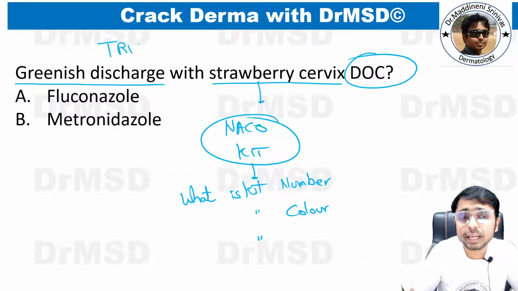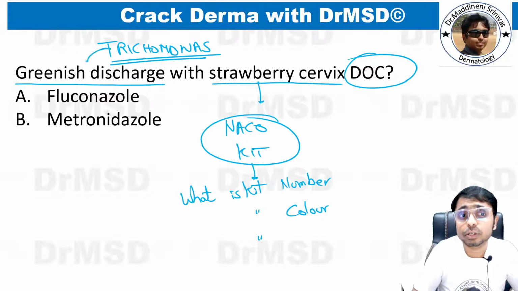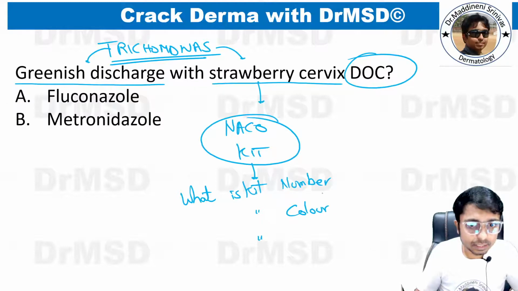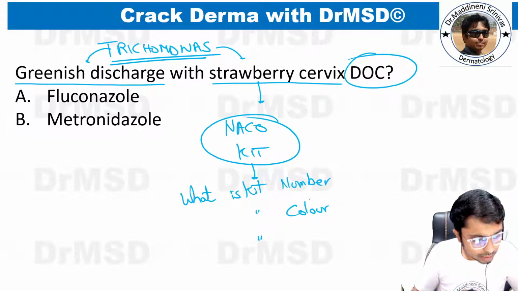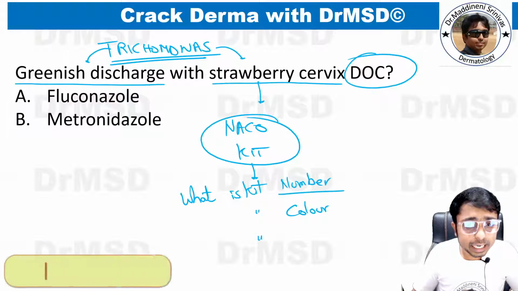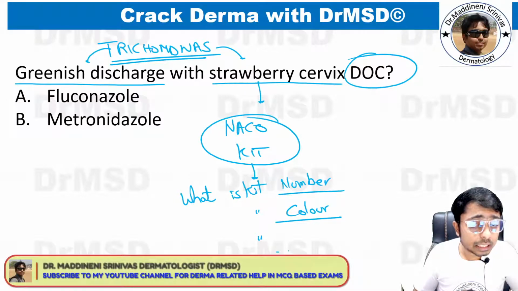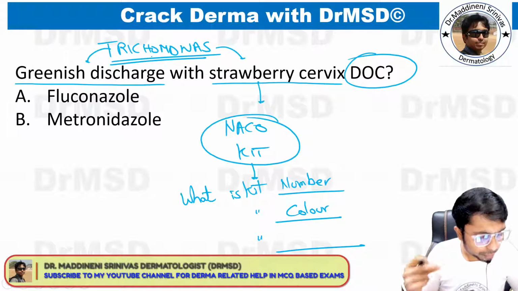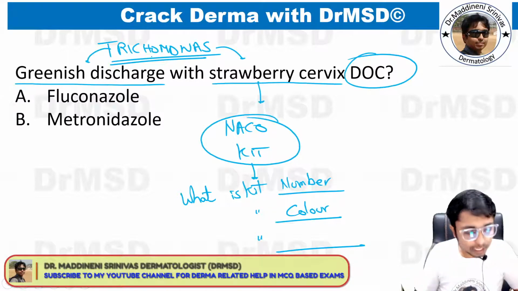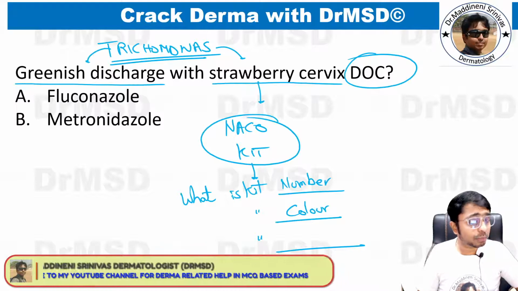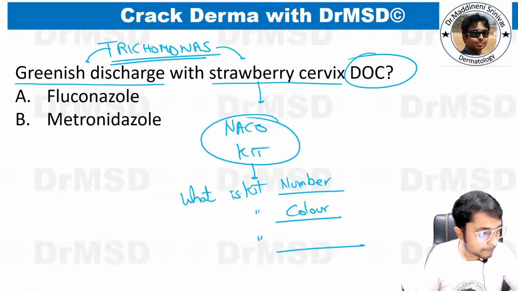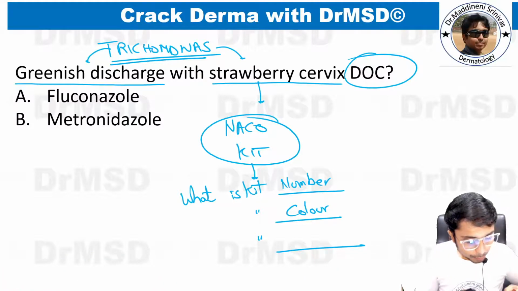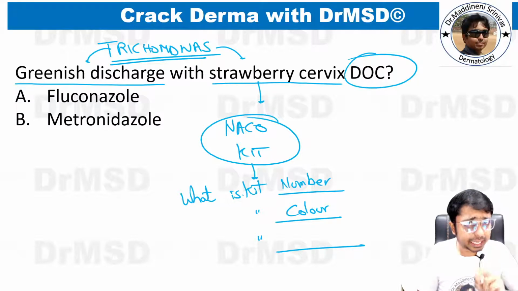I hope you might have understood that it is Trichomonas which you are talking about, Trichomonas vaginalis, which is producing this greenish discharge, and also strawberry cervix. So please try to answer my question. What is the kit number, what is the kit color, and what is the drug inside this kit which will act against Trichomonas? Yes, come on. Very important sexually transmitted diseases topic. You must answer this. Come on friends, anyone, what is the kit number?